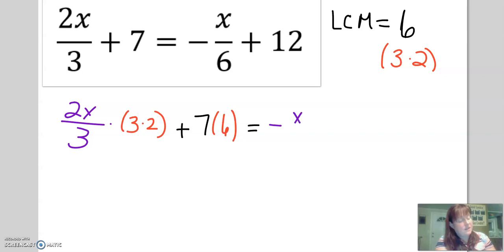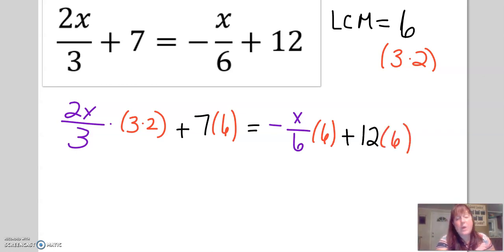Then we have negative x over 6 times 6 plus 12. Oh, that's another term, so I've got to multiply that by 6 as well. This is the most common mistake. People forget to multiply by every single term.